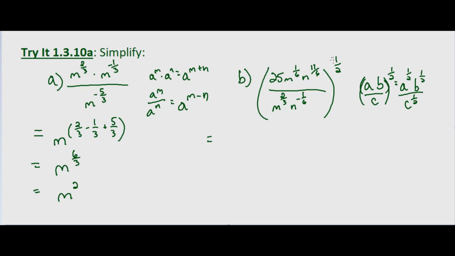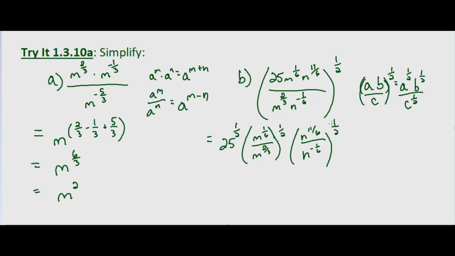So 25 to the 1/2, and then we're going to keep the m's together. So this is going to be m to the 1/6 over m to the 2/3. That's still going to be taken to the power of 1/2. And then last but not least, n to the 11/6 divided by n to the negative 1/6. And again, that's still taken to the power of 1/2 as well. Well, 25 to the 1/2, that's just the square root of 25. So that's simply going to be 5.